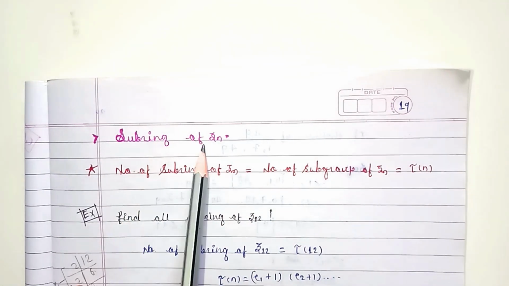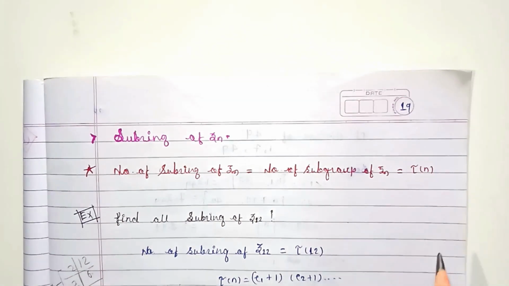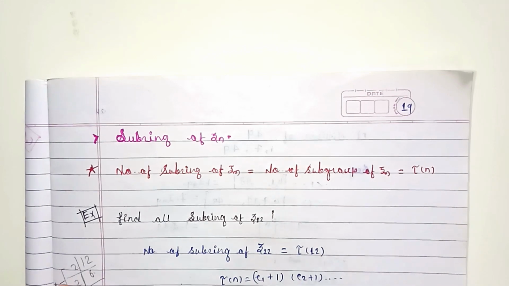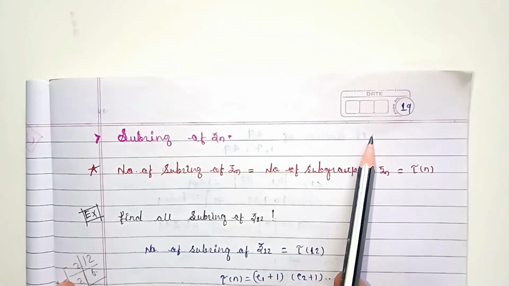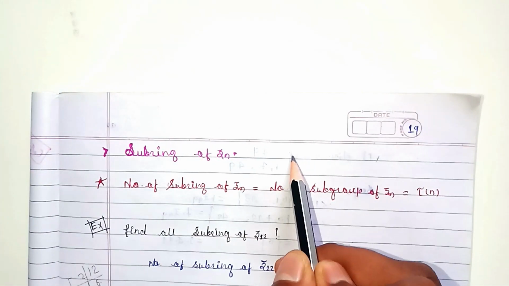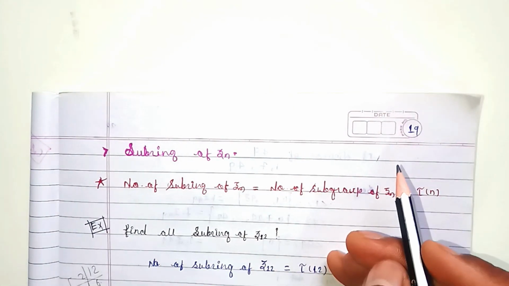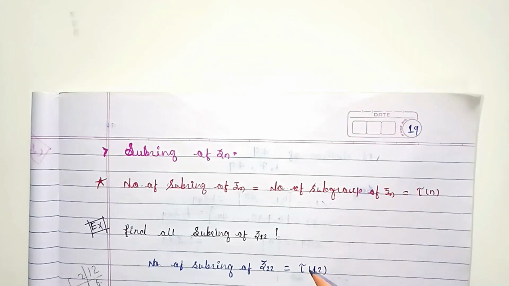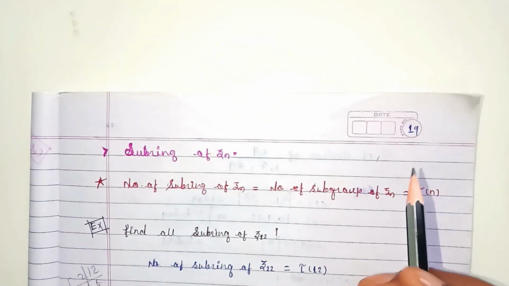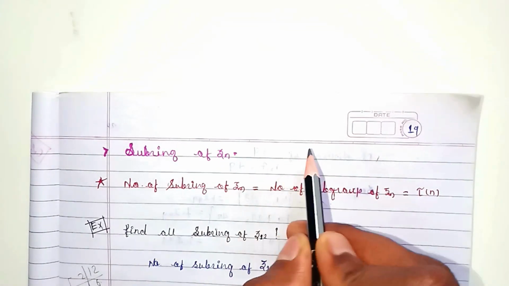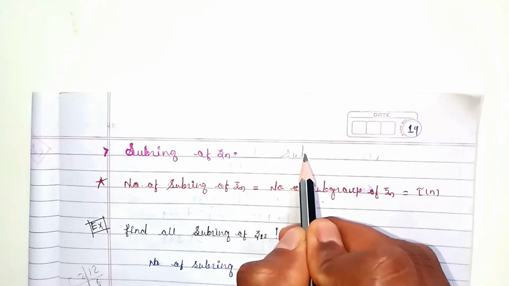So we want the subring of Zn. I already explained Z1, Z2, Z3 and their subrings. We know that every subgroup is a subring. Every subgroup gives a subring. So we want the subring of Zn, and we know that the subgroup of Zn is tau n, and sigma n. I already explained this concept in my group theory lectures. So a subring of Zn means we want the subgroup of Zn.